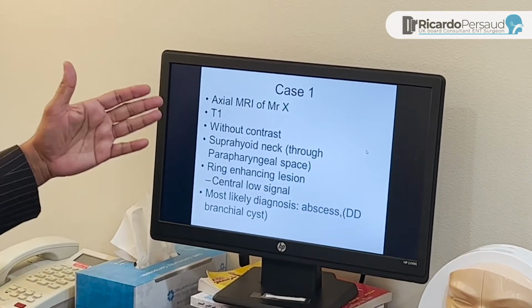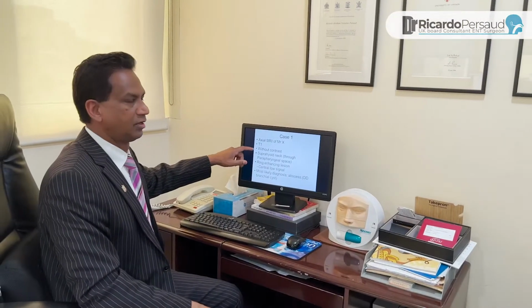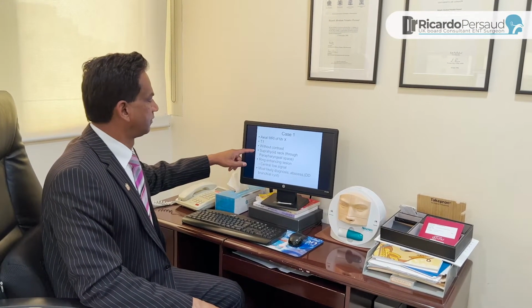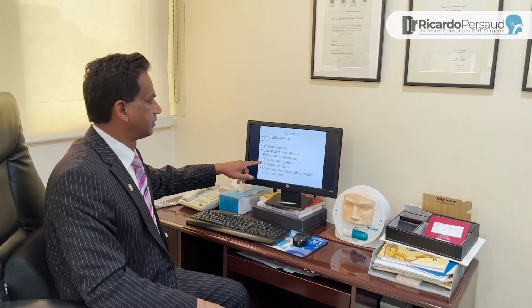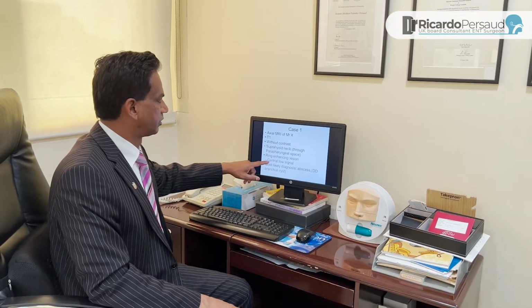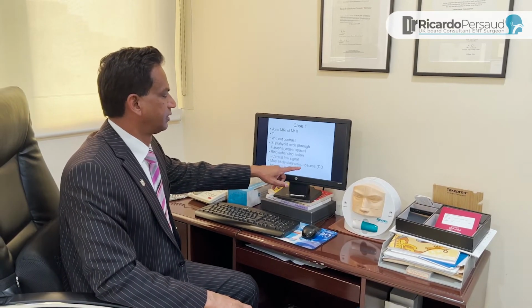we can say this is an axial MRI scan of Mr. X. It's T1 weighted, without contrast. It's through the level of the suprahyoid neck. There's a ring enhancing lesion with central low signal. Most likely diagnosis is an abscess. Differential diagnosis is branchial cyst.